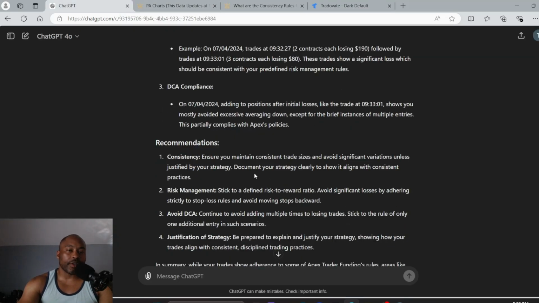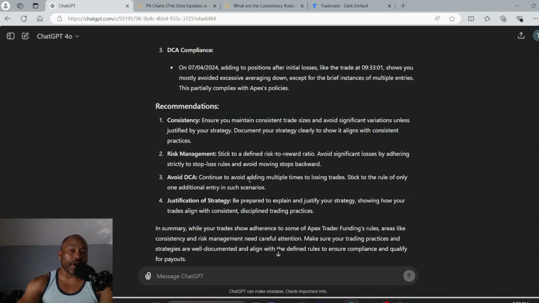So back to this. ChatGPT is so beautiful that it will even give recommendations. Now it actually recommends consistency: ensure that you maintain consistent trade sizes and avoid significant variations unless justified by your strategy. Document your strategy clearly. For risk management, it says stick to a defined risk-to-reward ratio and avoid significant losses. Also, it says avoid DCA: continue to avoid adding multiple times to losing trades, and stick to the rule of only one additional entry in such scenarios. And a justification for my strategy: be prepared to explain. Wow, it even knows that Apex might ask you to explain your strategy. Be prepared to explain and justify your strategy, showing how your trades align with consistent, disciplined trading practices. And then it gives an in summary.